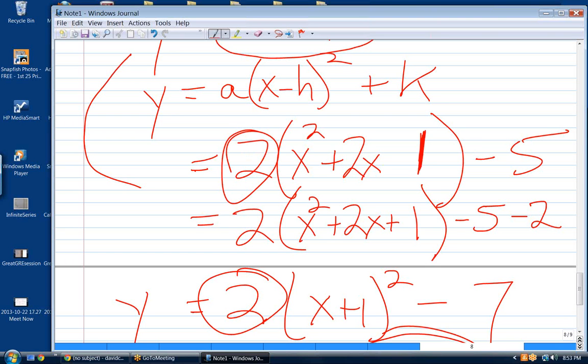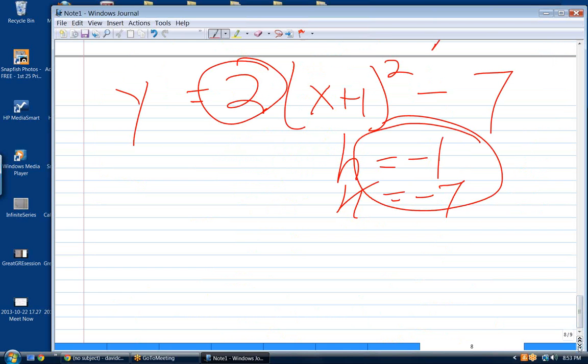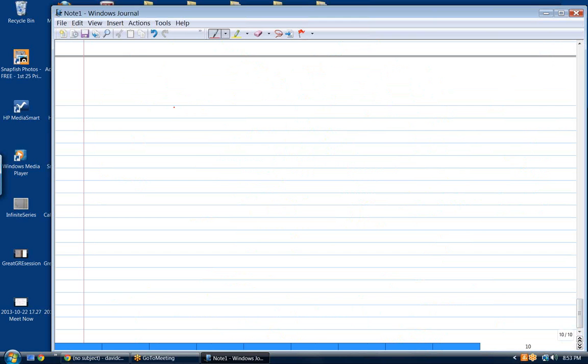And that's the only way I know to take it in standard format and convert it to vertex format, is by completing the square. So let me just give you another test on completing the square. Complete the square on this.